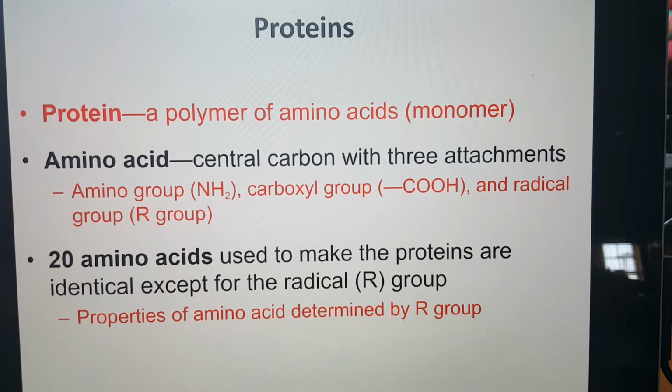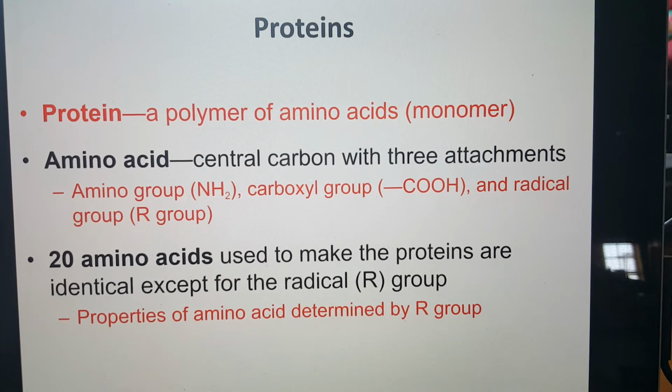So there are different portions of an amino acid that all amino acids have. You have an amino group, that's where it gets its name, a carboxyl group, and then the radical or R group, which is what determines the type of amino acid it is. So we have 20 different types of amino acids, and all these different types of building blocks are what's going to be used to make a protein. And the type of amino acid, again, is based off that R group.